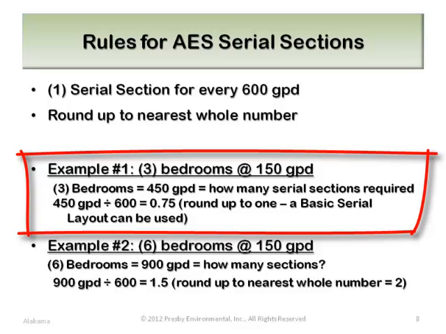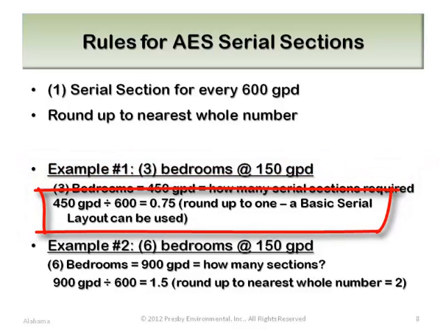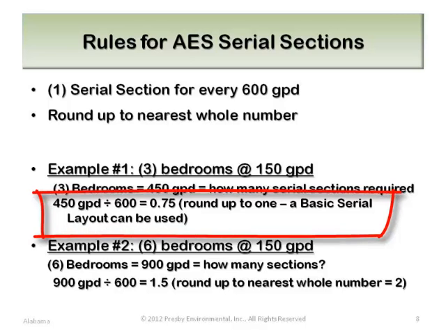The formula says, to find the number of serial sections needed, divide the daily design flow by 600 and then round up to the nearest whole number. So, taking 450 gallons per day divided by 600 gallons per day per section gives us 0.75. Rounding this up to the nearest whole number gives us 1, which agrees with our earlier answer.